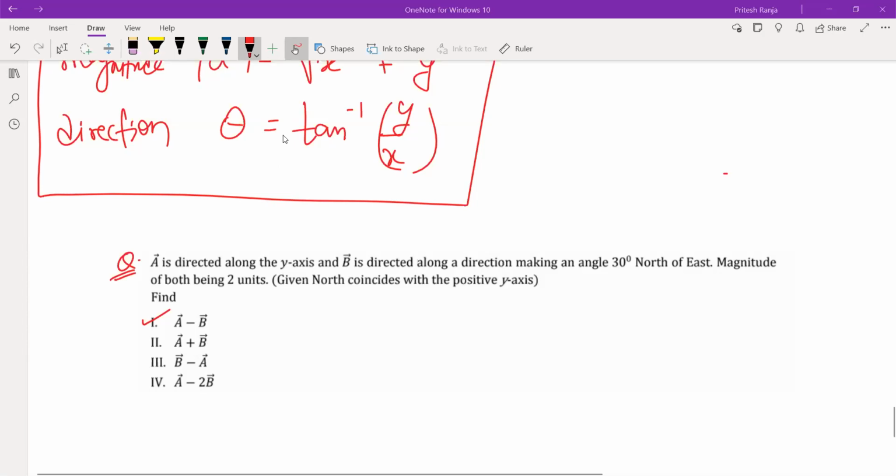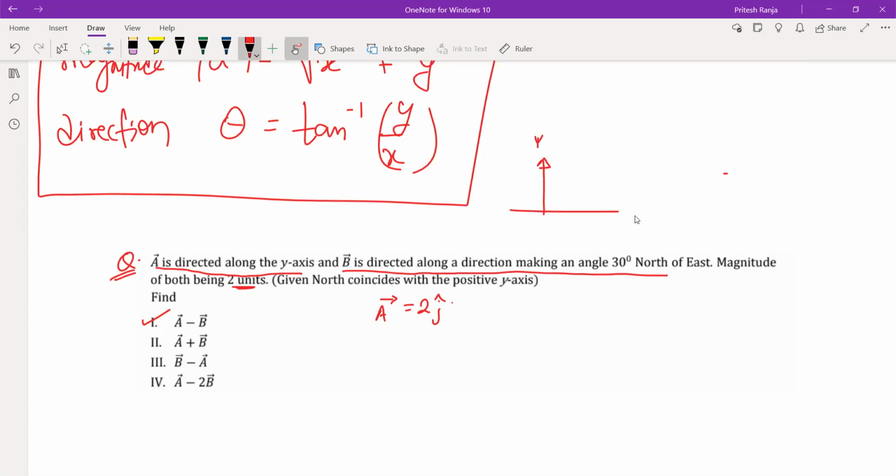Okay, so j cap minus root 3 i cap. So let us see. A vector is directed along y axis. Where is A vector? Towards the y axis. Means we have the magnitude of both as 2. So you can write A vector as 2 j cap. And B vector is directed along a direction making an angle 30 degree north of east. Right? It says north coincides with y. So this is y and x axis. Where is B vector? It is along a direction making 30 degree north of east.